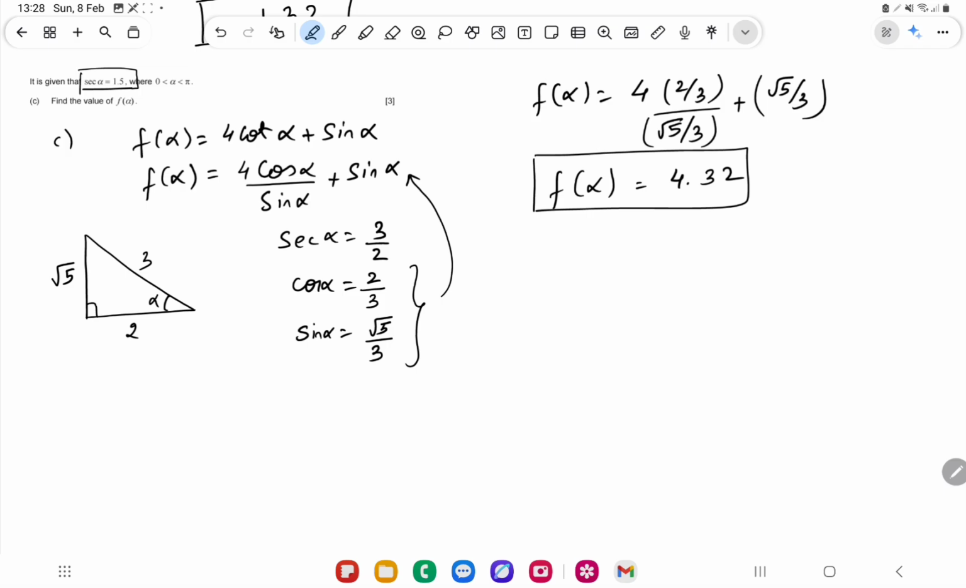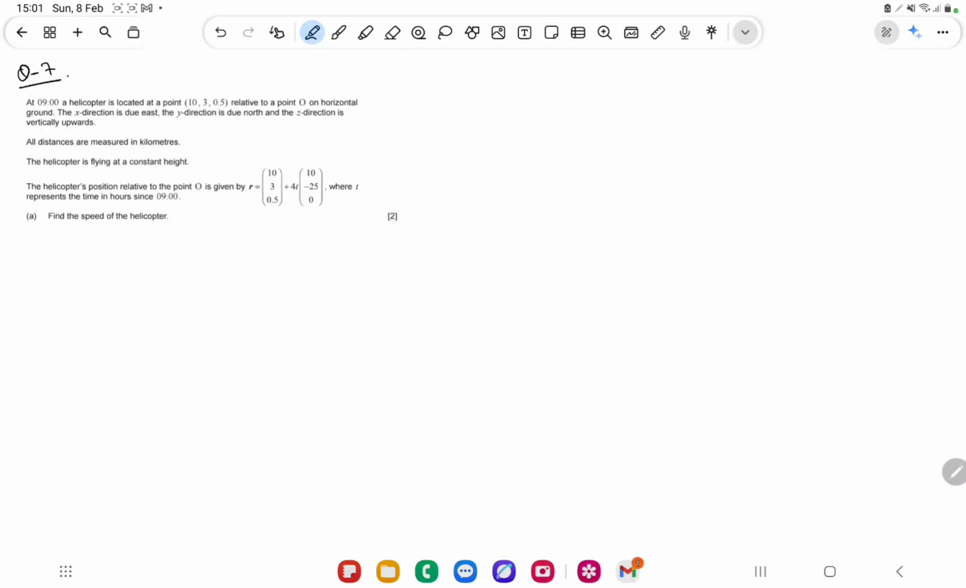Now let's move to the next question. This question says that at 9 a helicopter is located at a point 3.5 relative to the point O on horizontal ground, and the x direction is east, y direction is due north, and the z direction is vertically upwards. It means it is coming out from your paper. The distance is measured in kilometer, and the helicopter is flying at a constant height. The helicopter position is given by this, where 10, minus 25 and 0 will be your direction vectors. We have to find the speed of the helicopter.